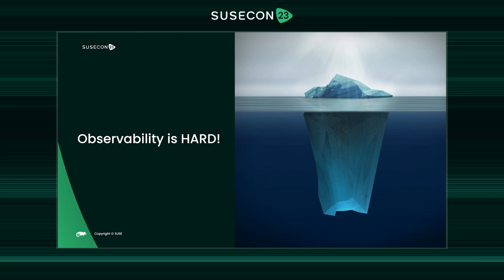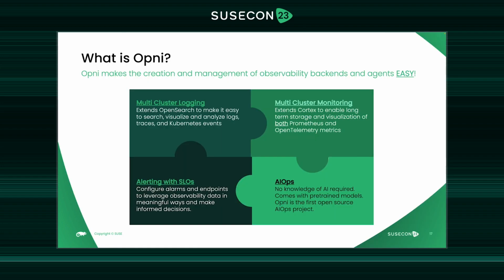And so observability is hard. I like to think of observability as an iceberg. Above the surface is fixing problems. This is the part we see when something goes wrong and we need to solve the issue quickly. But below the surface is preventing problems. This is the part all about studying and learning from our system so we can stop problems from happening in the first place. So that's why we created Opni.